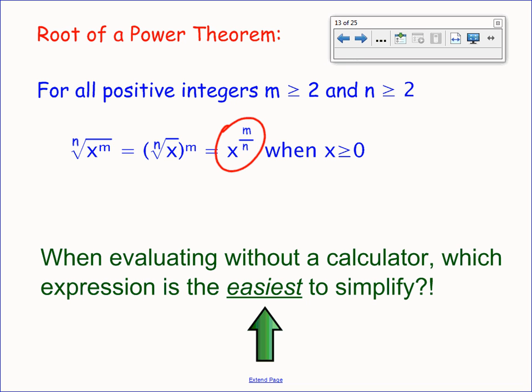Again, when evaluating without a calculator, which expression is the easiest to simplify? If you look at these two things, the first or the second, which one would be easier to do without a calculator? Go ahead and tell your partner quietly. They both equal x to the m over n from last class.